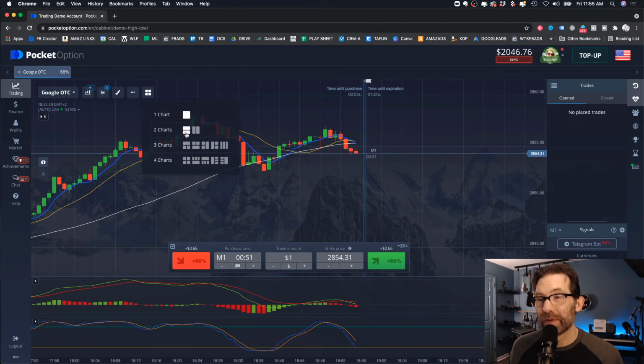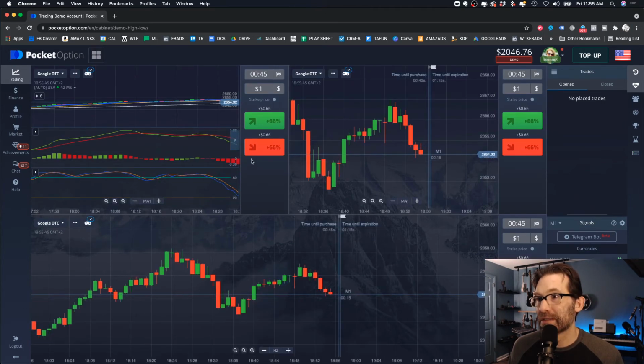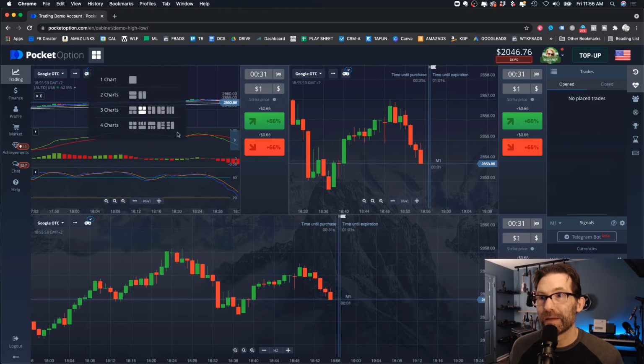So, I didn't even know this was on here. Wow, this is amazing. Can we actually look at two charts? I've never even clicked this. Wow. Now, okay, Pocket Option. Was this a new update or something? I'm really confused. I did not know you could do this. You can literally. Okay, Pocket Option, there you go. You're rocking it there, Pocket Option.